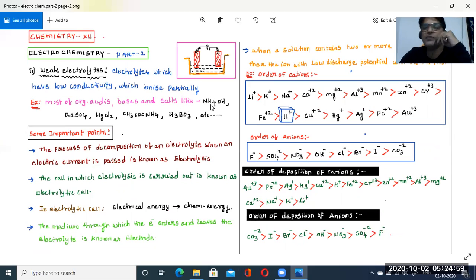See beta, NH4OH, barium sulfate, BaSO4, HgCl2, okay, CH3COONH4, it's ammonium acetate, and boric acid.